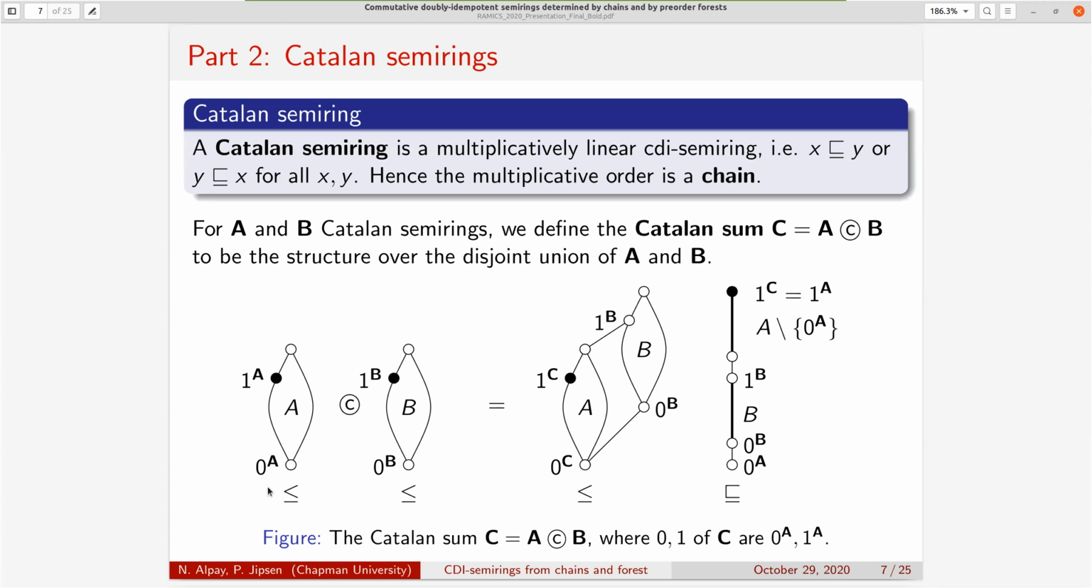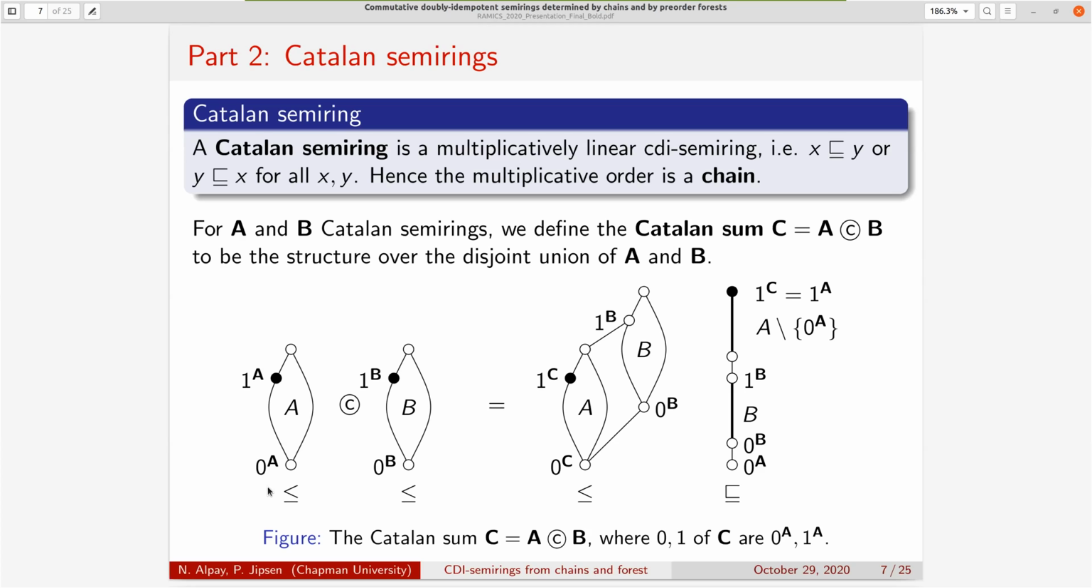Now we move to our second restriction, part 2, which is about Catalan semirings. So what is a Catalan semiring? A Catalan semiring is a multiplicatively linear CDI semiring, that is, we have x square less or equal to y, or y square less or equal to x for all x and y. Hence, the multiplicative order is a chain.